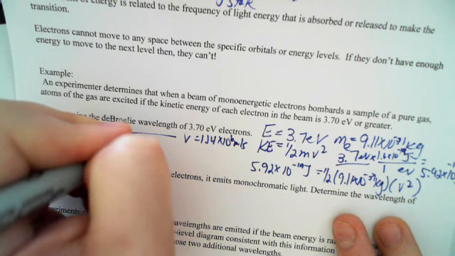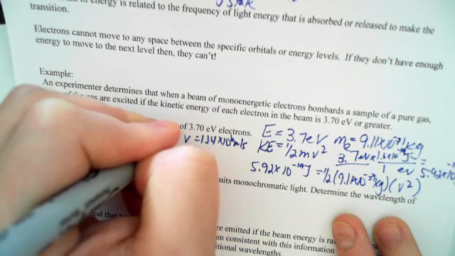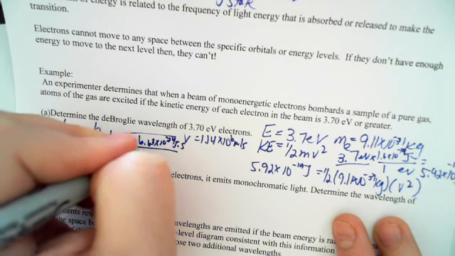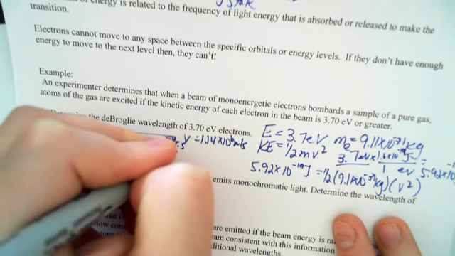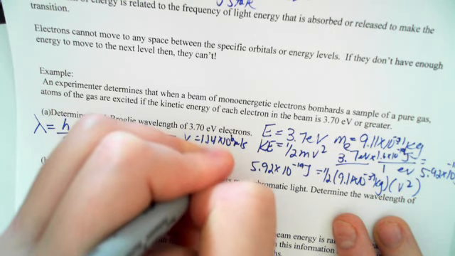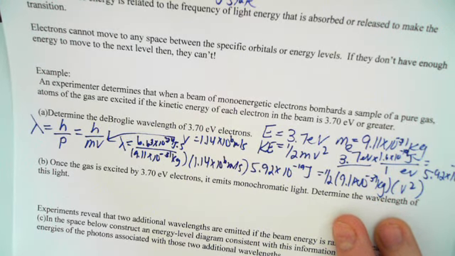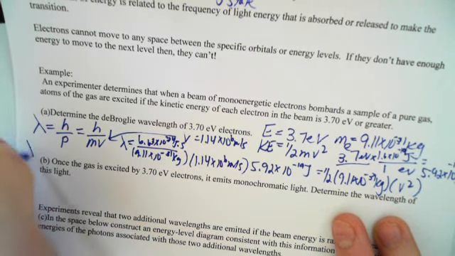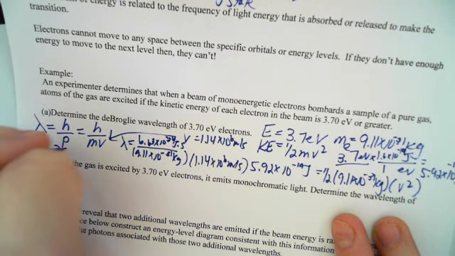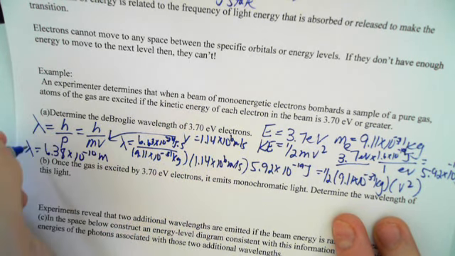So that's going to be equal to 6.63 times 10 to the minus 34th joules times seconds divided by our mass, 9.11 times 10 to the minus 31st kilograms, times our velocity, which we just found. And once we do that, we get our de Broglie wavelength equal to 6.38 times 10 to the minus 10th. And what are our units for wavelength? It's going to be the meter.